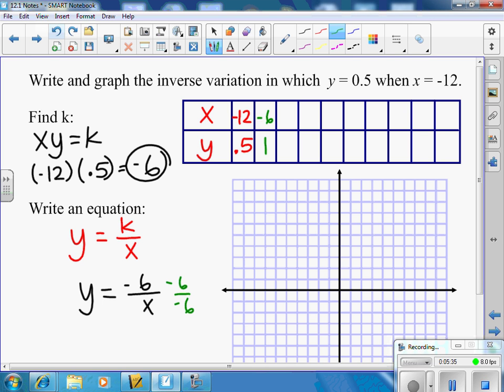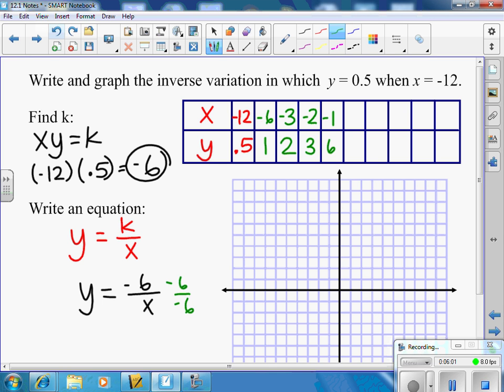And then another nice one to plug in would be things that go into 6. So maybe like negative 3 and negative 2. If you plug in negative 3, you should end up with 2. And if you plug in negative 2, you should end up with 3. And then negative 1 would be a good one to do. So if we plug in negative 1, we end up with 6.